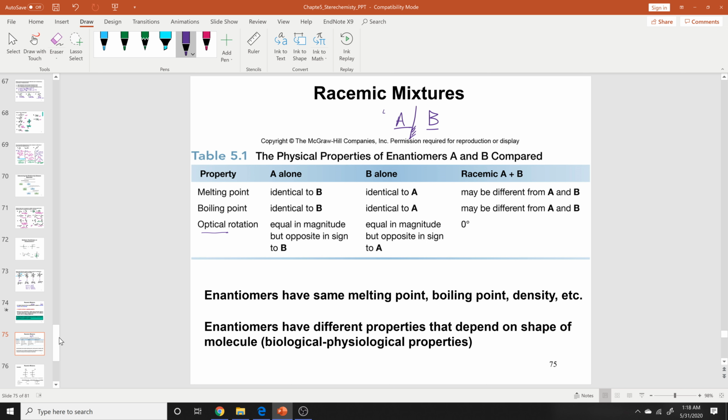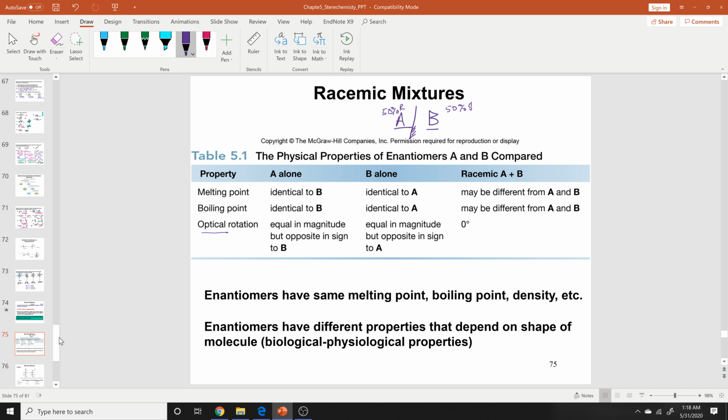Now, if I have 50% R configuration, 50% S configuration, then this means that half of the enantiomers are going to rotate the plane of polarized light in one direction, and the other half is going to rotate it to the same extent, but in the opposite direction.